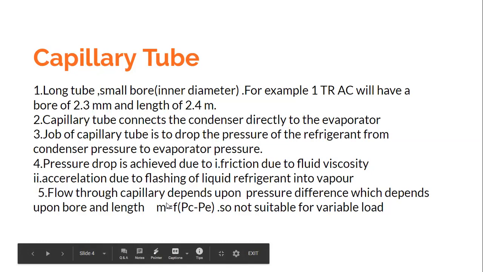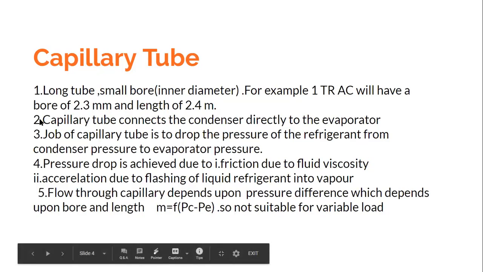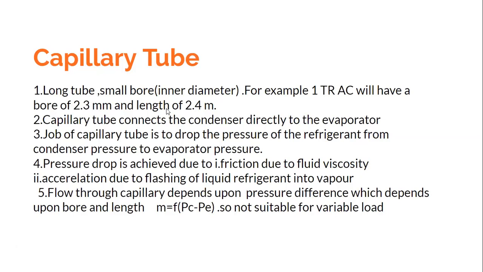How much pressure drop does one achieve? What is the pressure drop which we get in a capillary tube of a given bore and given length? That depends on two things. What are the two things? One is the friction the refrigerant encounters because of its viscosity. The viscous fluid, that is the refrigerant, as it flows through the narrow constriction, that is the narrow tube, would experience a pressure drop because of friction. So this is one reason why there is a pressure drop, that is friction.